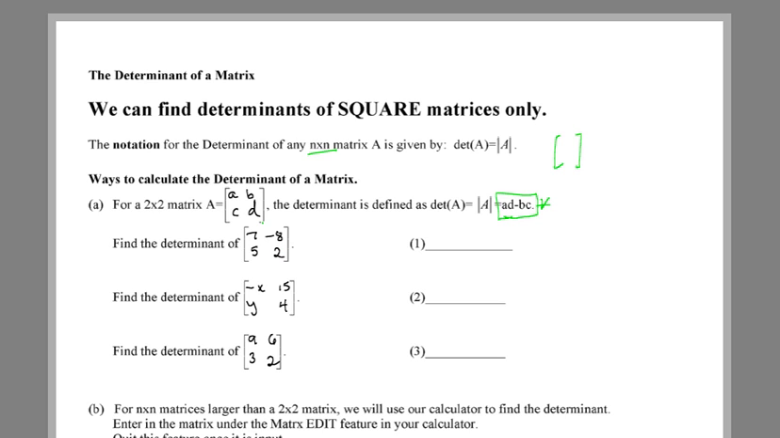So let's look at our first matrix. 2 by 2, 7, negative 8, 5, 2. We're going to calculate the cross product AD minus BC. AD, 7 times 2, which will be 14, minus BC, negative 8 times 5, which is negative 40. Well, watch your signs. This will be 14 plus 40, which is 54. That's our final answer. That's the determinant. The determinant is a single number, can be positive, negative, or 0.